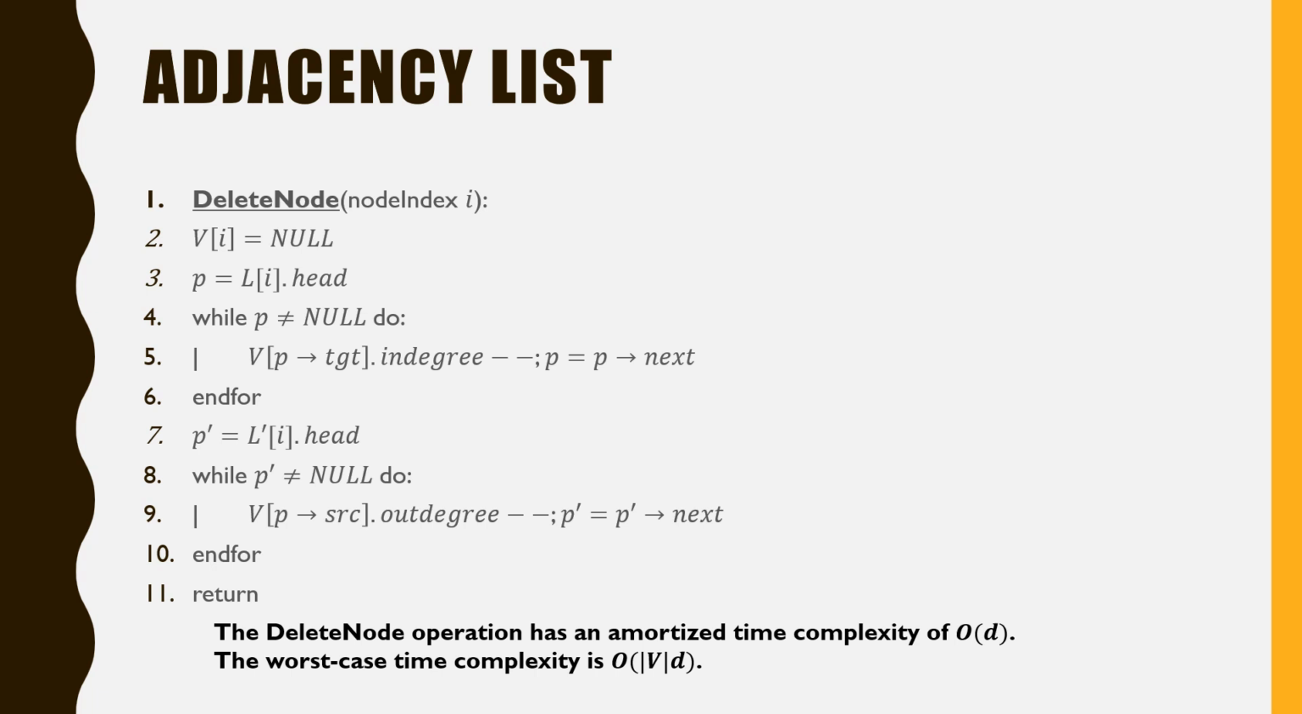Here is the pseudocode for the delete node operation, which takes the index of the node to be deleted as input. In line 2, we perform lazy deletion of node i by marking Vi as null. In lines 3 to 6, we traverse the adjacency list L to update the degrees of all nodes reachable from node i. In lines 7 to 10, we traverse the reverse adjacency list L' to update the degrees of all nodes that reach node i.